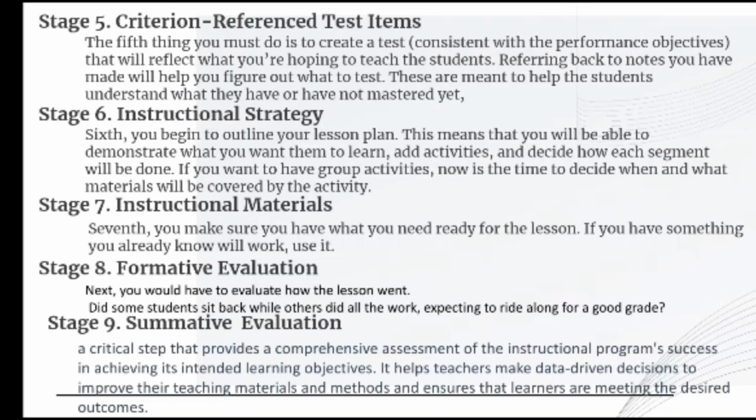Stage 5 is criterion reference test items. So, the fifth thing you must do is to create a test consistent with the performance objectives that will reflect what you're hoping to teach the students. Referring back to notes you have made will help you figure out what to test. They are meant to help the students understand what they have or have not mastered yet. So, mao na siya si criterion reference test items.